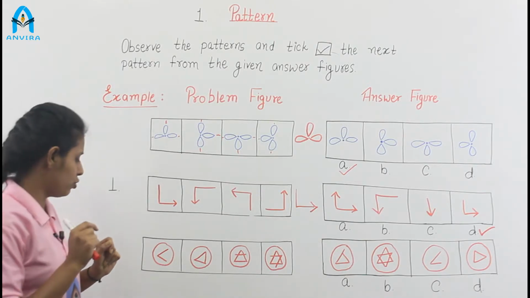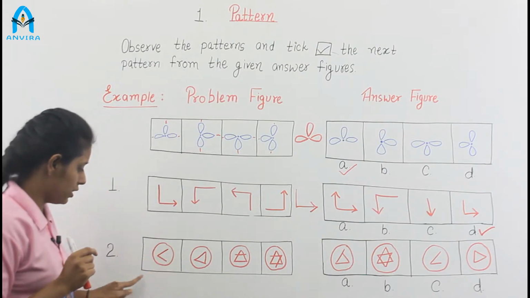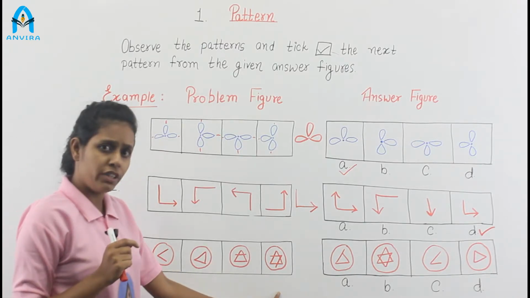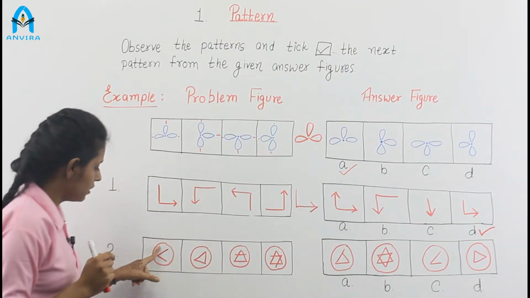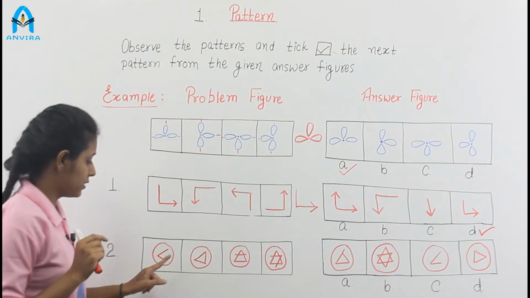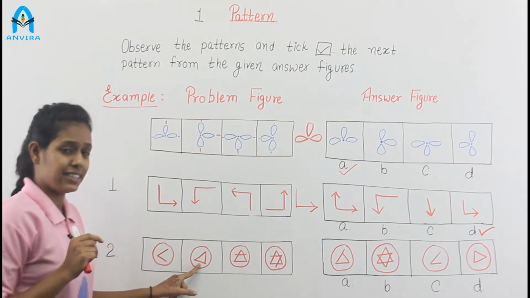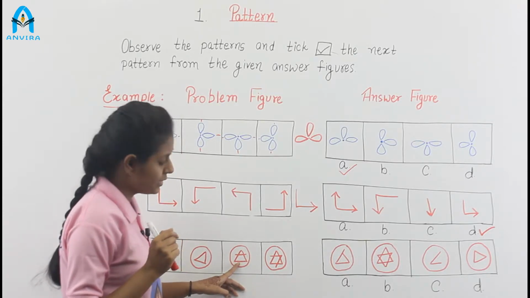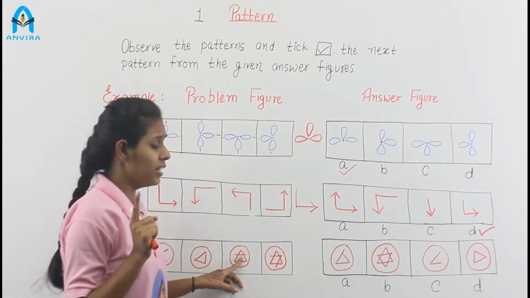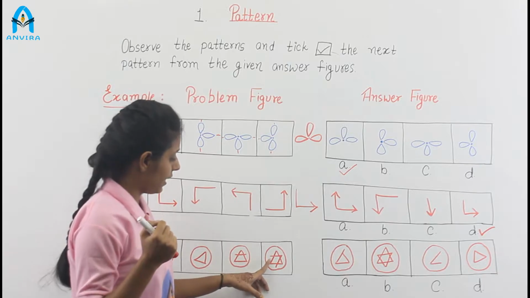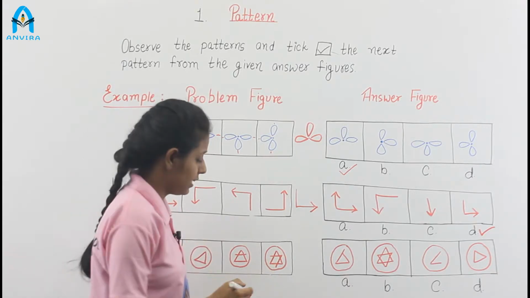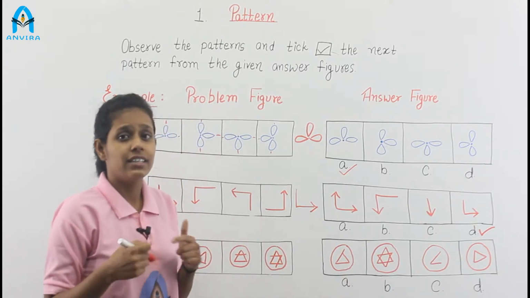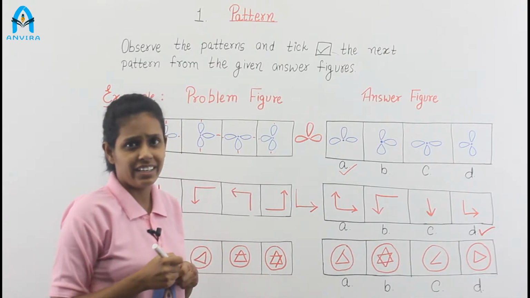Question number 2. Here we found a circle in all of these blocks. Then there are 2 lines. Then 3 lines and make a triangle. Next 3 lines, a triangle and a line. Next a triangle and 2 lines. The lines are in increasing number.